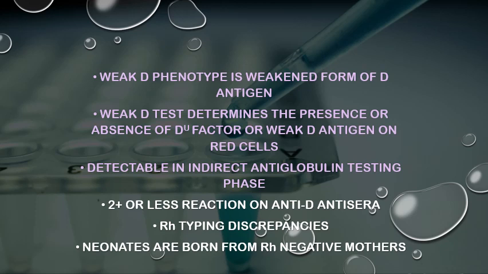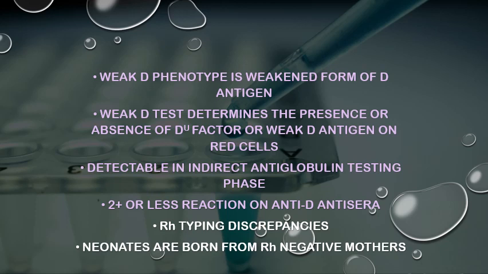Question: when will you process a test for weak D antigen? You will process for DU if the anti-D reaction in the forward grouping is negative or has a 2 plus agglutination. So, if you have a 2 plus or less reaction on anti-D antisera, proceed to the weak D test.